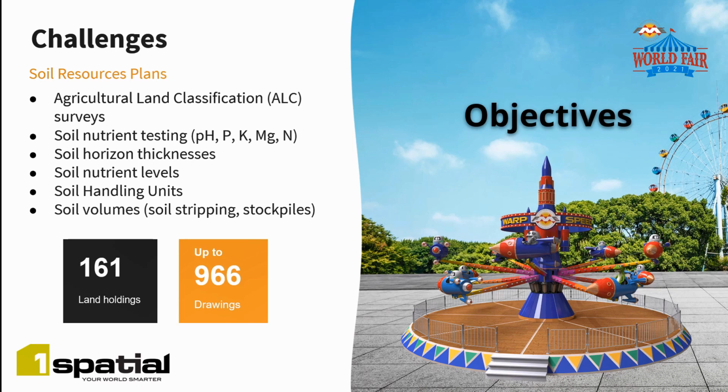Most importantly, this includes things like the soil horizon thicknesses, soil volumes for both the stripping and the capacity of soil stockpiles, the soil nutrient levels, and the soil handling units. 3 types of plans were required for each report, showing the agricultural land classifications, the soil handling units, as well as the stockpile and stripping locations for each site in question.